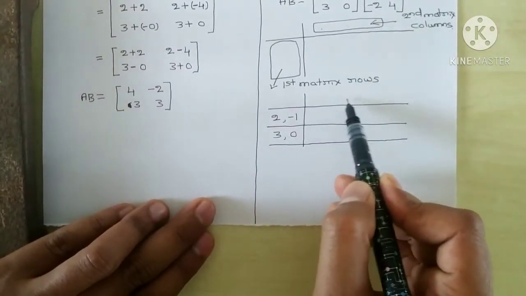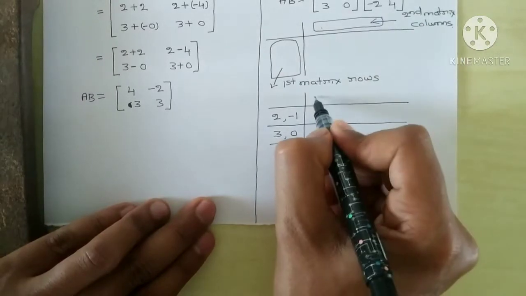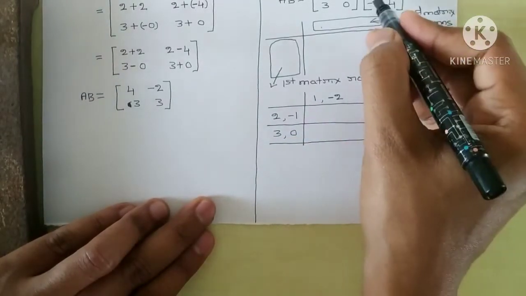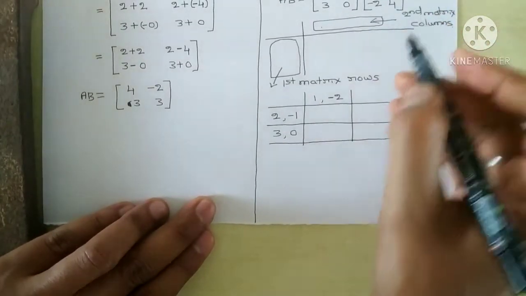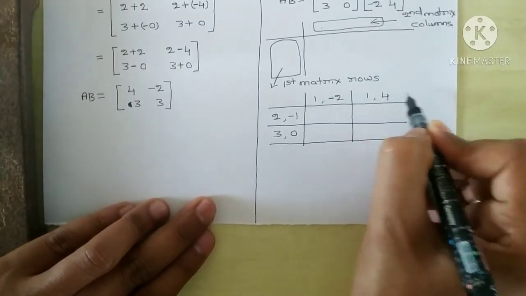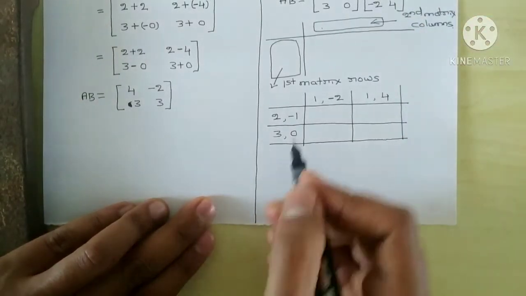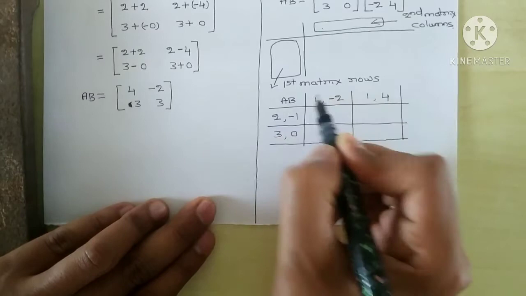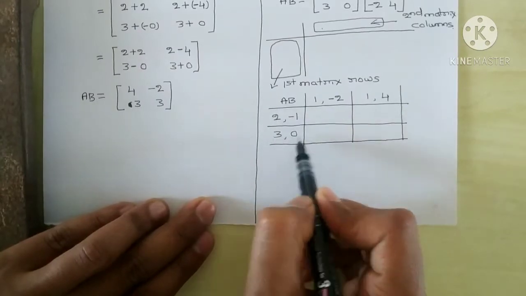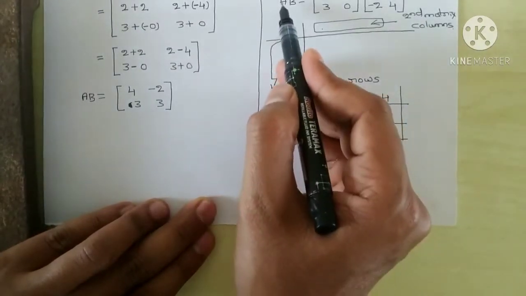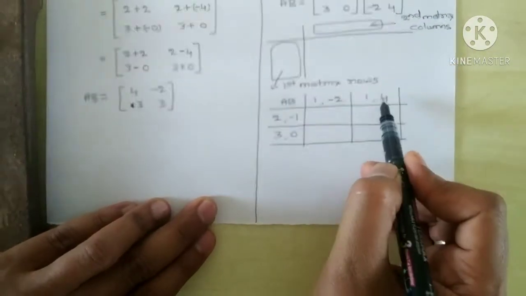Next, in this part, what to do? Second matrix, the columns you need to note down. What is the first column here? 1, -2. Afterwards, put 1 line. Next, note down the second column. What is the second column here? 1, 4. Again the third column is not there, so stop here. In the corner, you just mention what you are doing here, A into B. This is the first step. So in this part, always note down the first matrix rows, and in this part, for the second matrix, only the columns you have to note down.